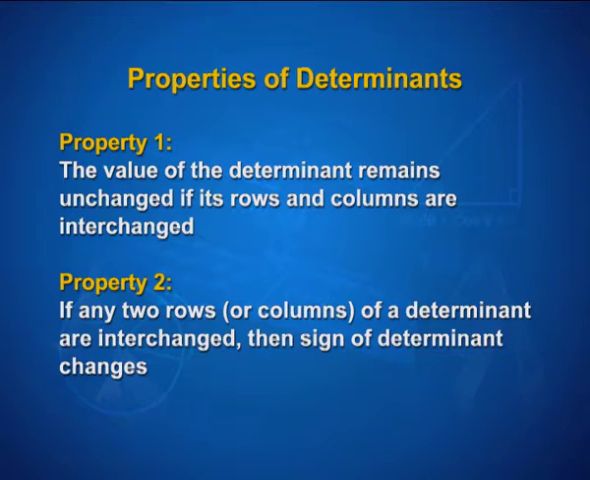Second property, if any two rows or columns of a determinant are interchanged, then the sign of the determinant changes. Let us solve an example to verify the first property for determinants.